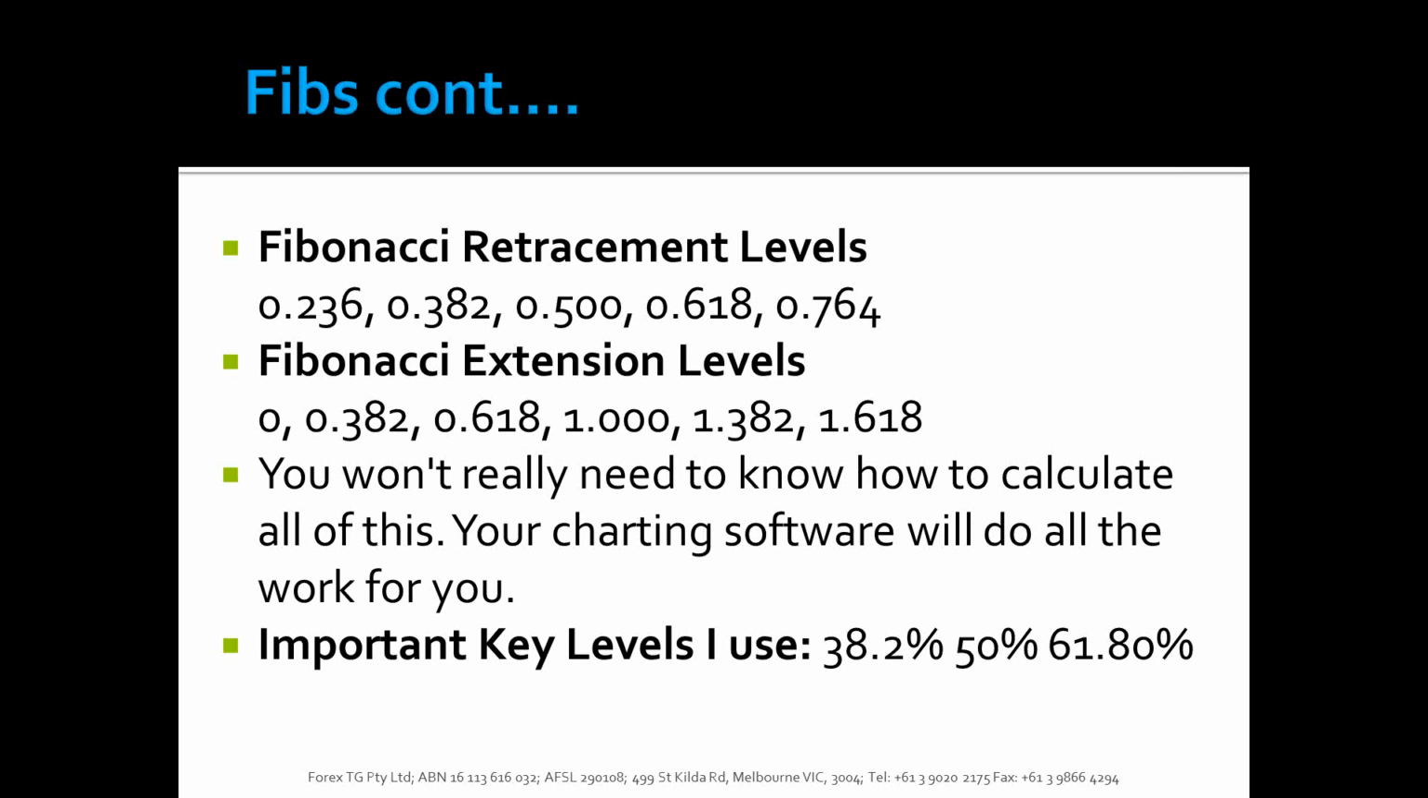Fibonacci retracement levels. So you got 0.236, 0.382, 0.5, 0.618, and 0.764. Okay. Fibonacci extension levels: 0, 0.382, 0.618, 1, 1.382, 1.618. Now, don't get confused with all these numbers, okay? The juicy part's going to come in.